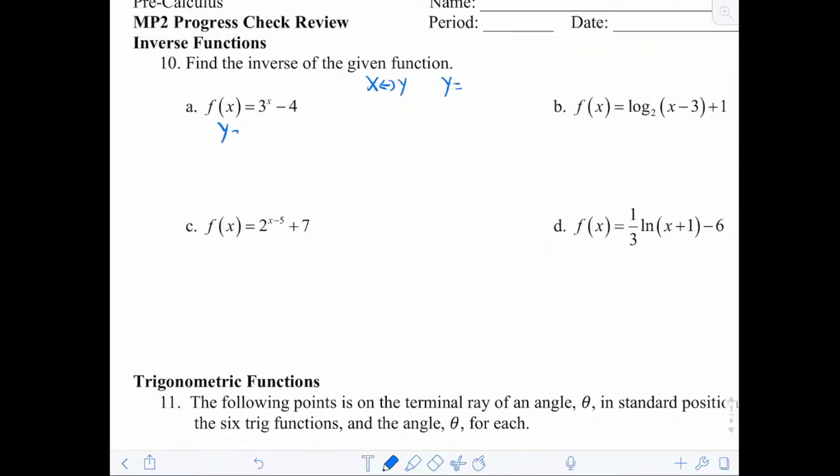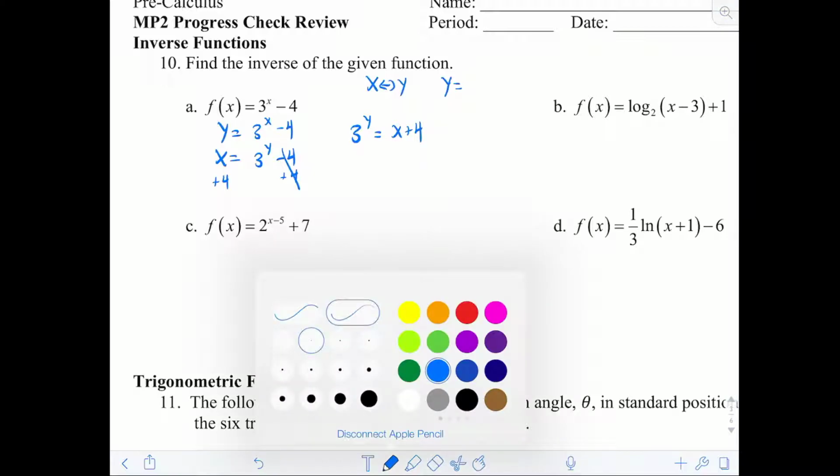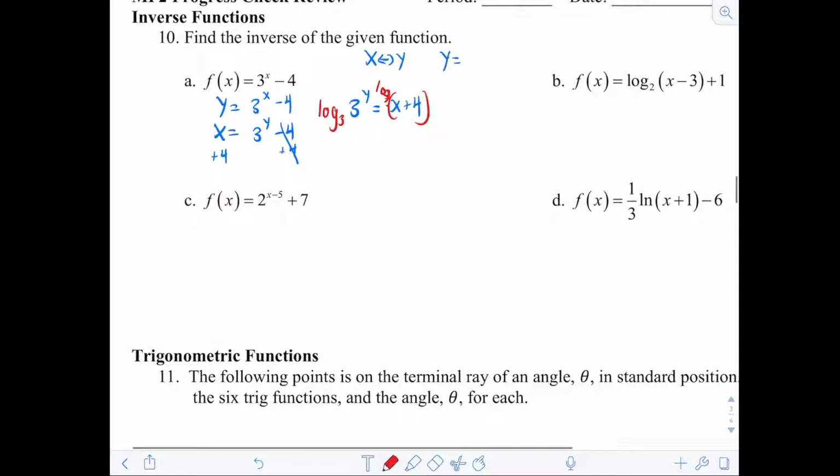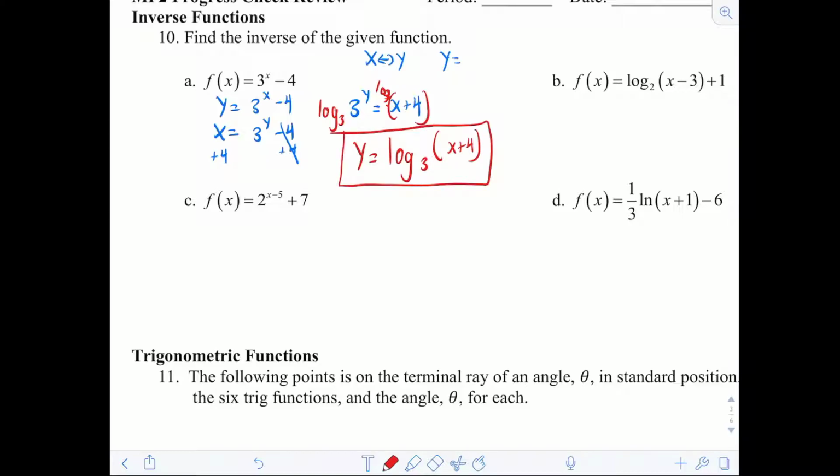So we're going to say y is equal to 3 to the x minus 4. Switch them: x is equal to 3 to the y minus 4. Let's add 4 to both sides. Those cancel, so I'm left with 3 to the y equals x plus 4. Then to get rid of the base 3 and bring down the y, we do log base 3 to both sides. That gives us y is equal to log base 3 of x plus 4, and that is my inverse equation.